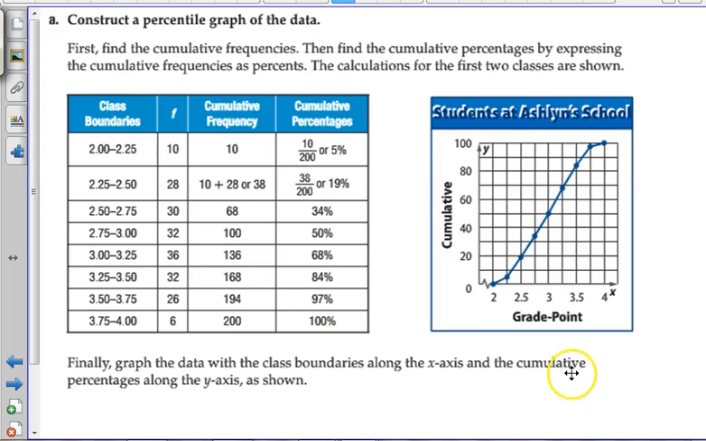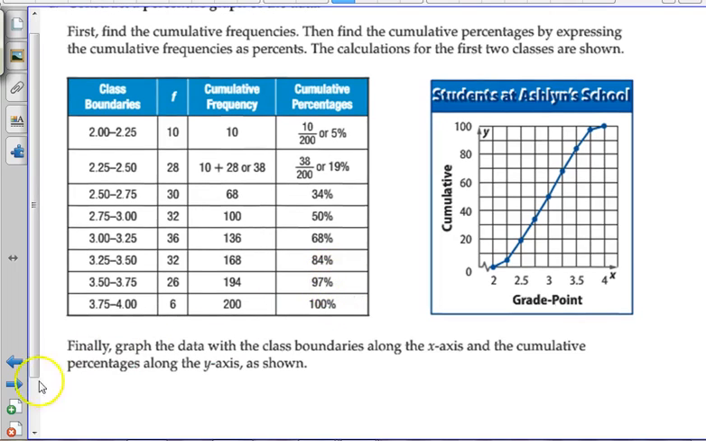If I gave you this and I said, if you have a 3.5 GPA, how do you compare to the rest of the school? You're at like the 85th, we'll go with percentile. So 15% of the students in this school are above that. Guys, look at this. What's the 50th percentile? So half of their students are below a 3.0 and half are above a 3.0. So you would have to be able to read it.